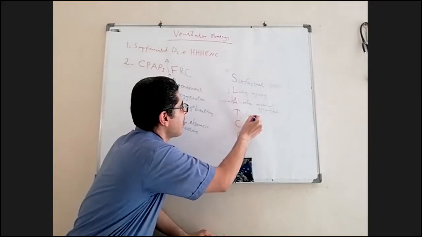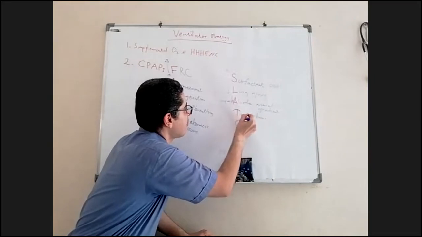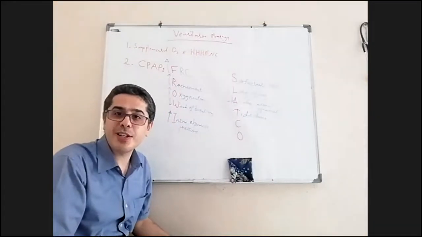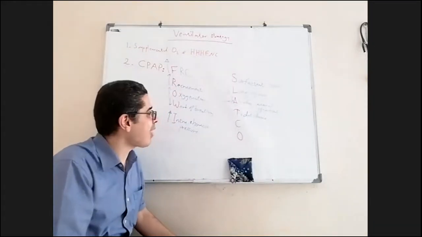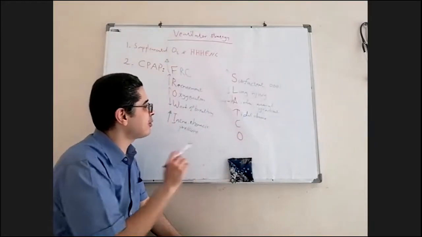T is tidal volume. Tidal volume. So surfactant improves tidal volume. I will tell you why it improves tidal volume.